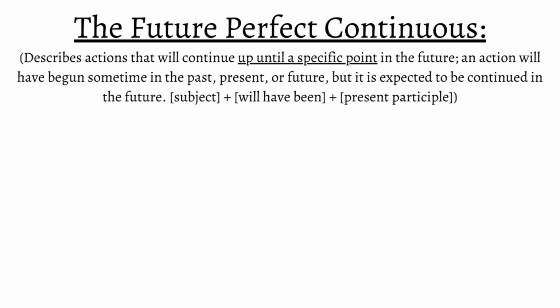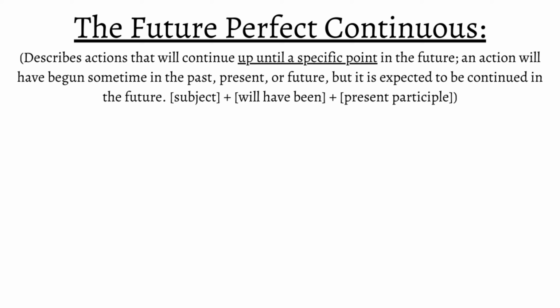Finally, the future perfect can also be continuous, and this tense describes actions that will continue up until a specific point in the future. When we describe an action in the future perfect continuous, we are putting ourselves forward in time and looking back at the duration of the action.